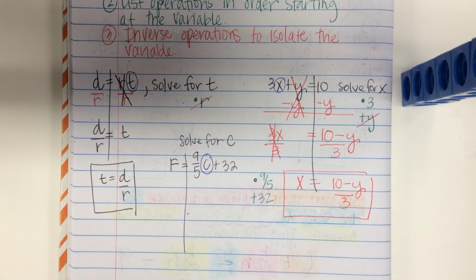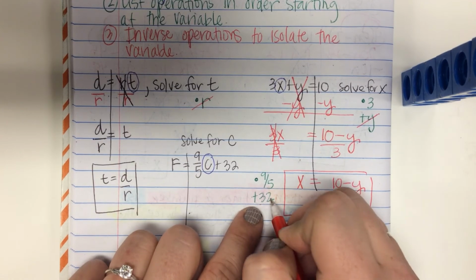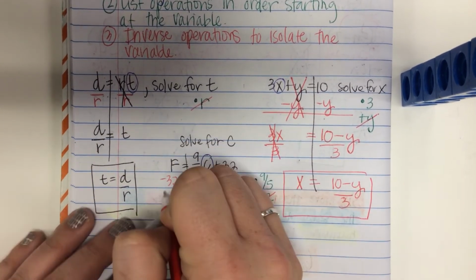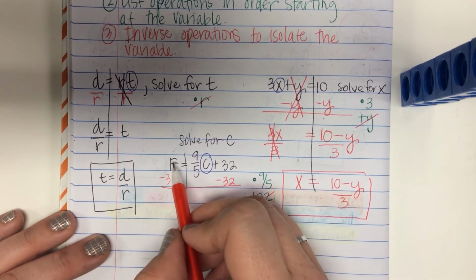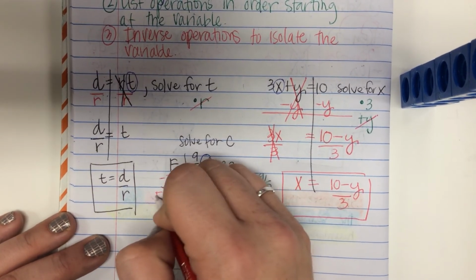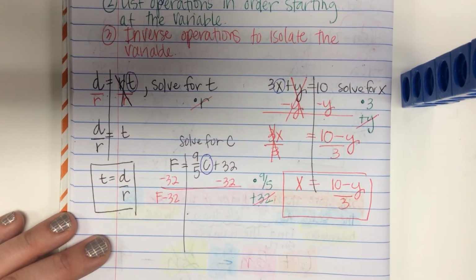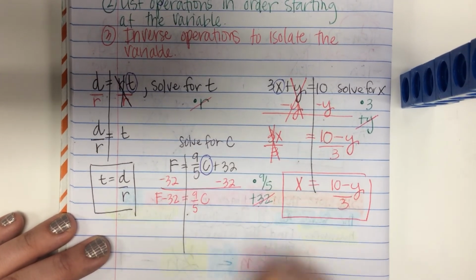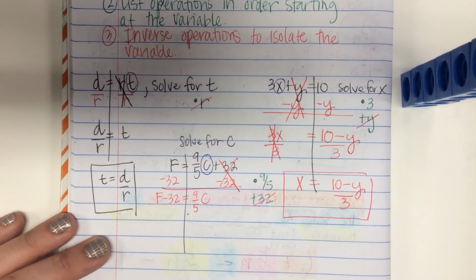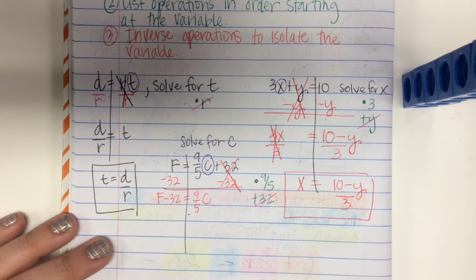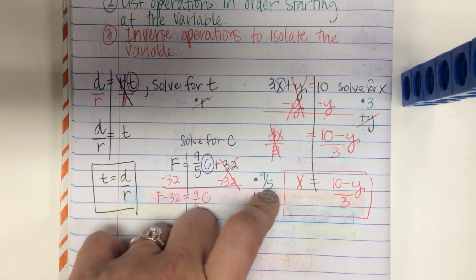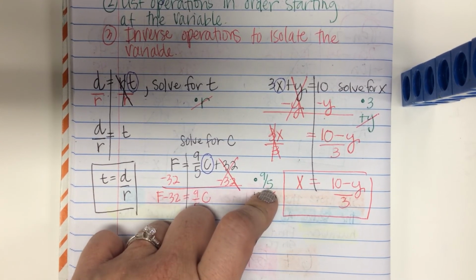All right, now we're going to use inverse operations to isolate that variable. The opposite of plus 32 is minus 32. I have no idea what f minus 32 is, so I just write f minus 32 equals 9/5 C, and my 32's canceled out. I did the opposite of plus 32, so now I have to do the opposite of times 9/5.